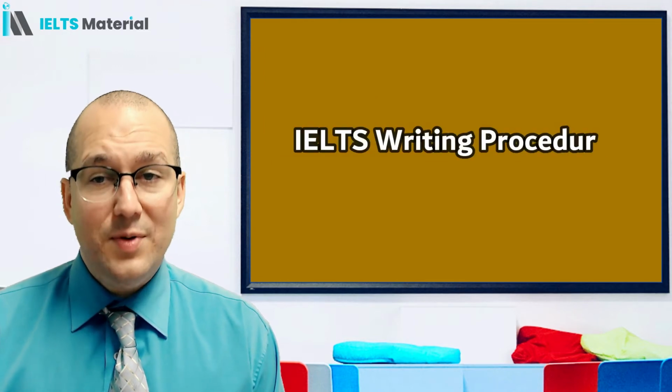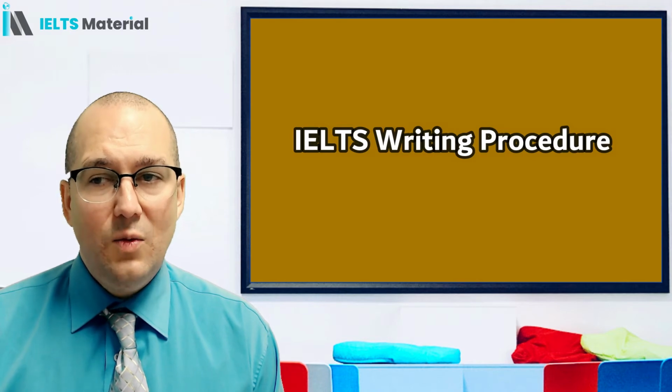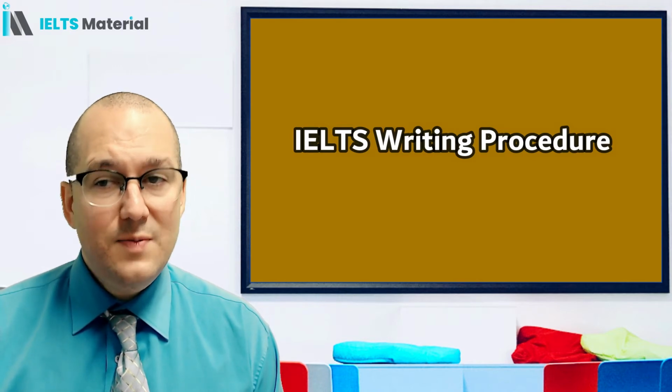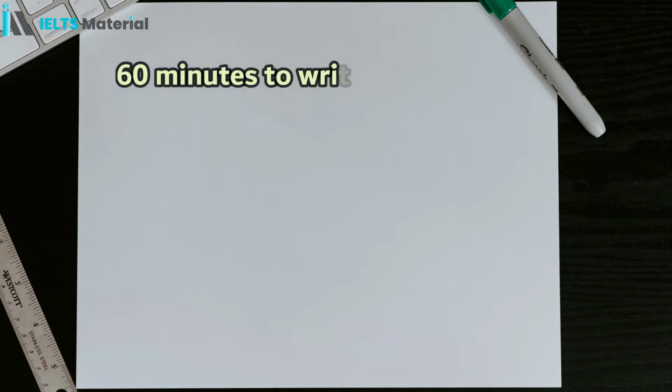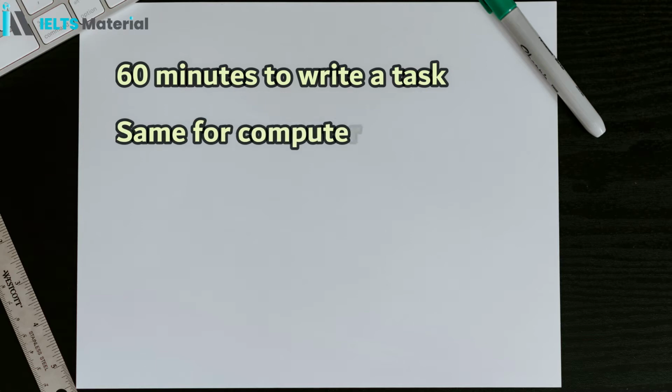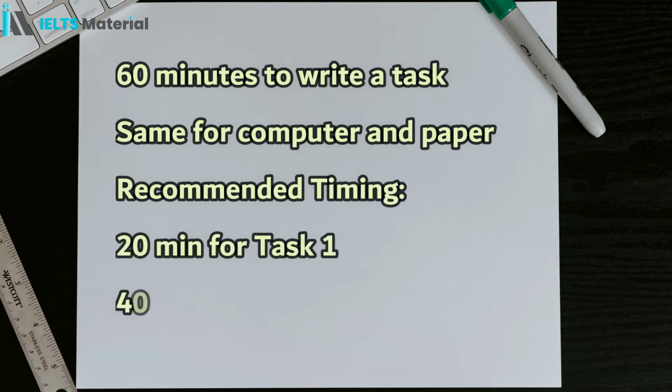Well, let's start with the procedure of what you can expect for an IELTS test. This means what are the stages and timings and just basic information. The full time for an IELTS writing test is 60 minutes, and it's the same whether you do the computer or paper-based version. Now the recommended times are 20 minutes for Task 1 and 40 minutes for Task 2. But you don't have to follow the times. Those are just recommendations from IELTS.